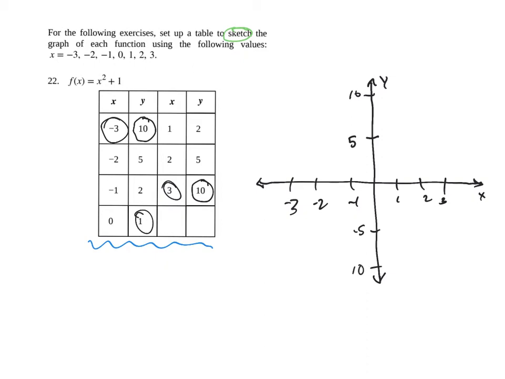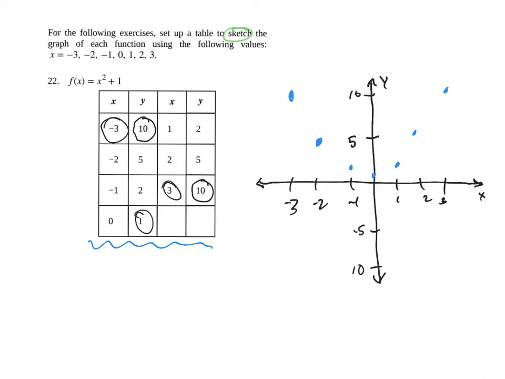Okay, now we're going to plot these points. So at -3, I'm up at 10. At -2, I'm at 5. At -1, I'm at 2, which is probably about right here. And at 0, I'm at 1. Then we're going to move up again, because it turns out this is just a parabola shifted up 1. So there's 1, 2, here's 2, 5, and there's 3, 10.